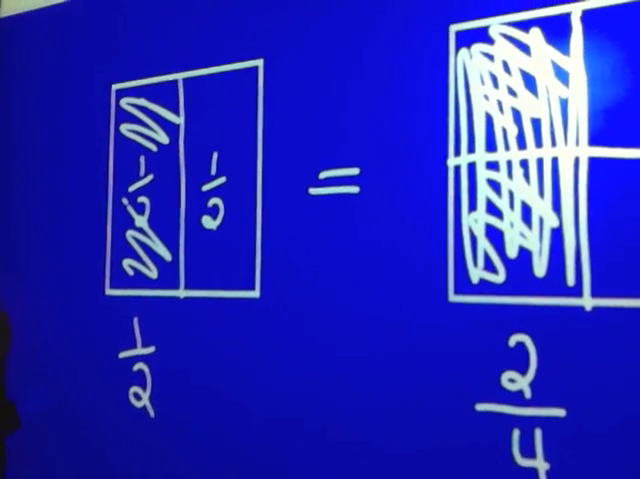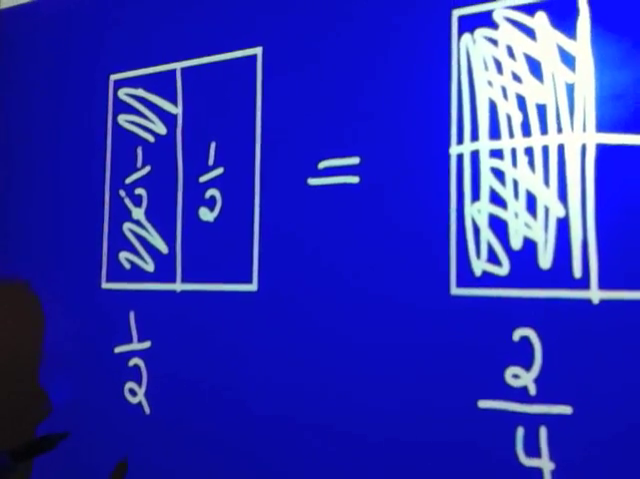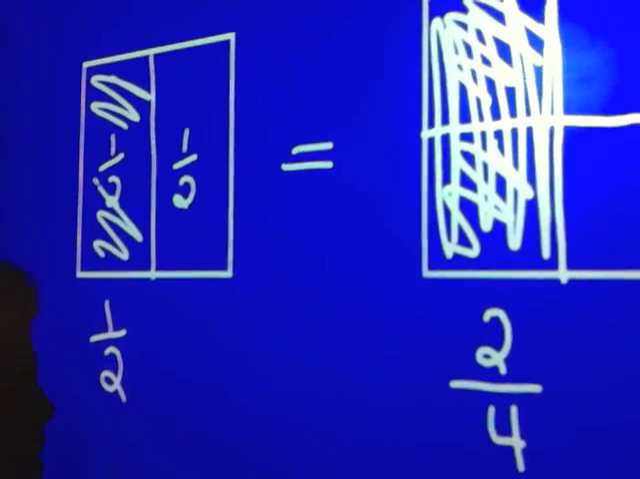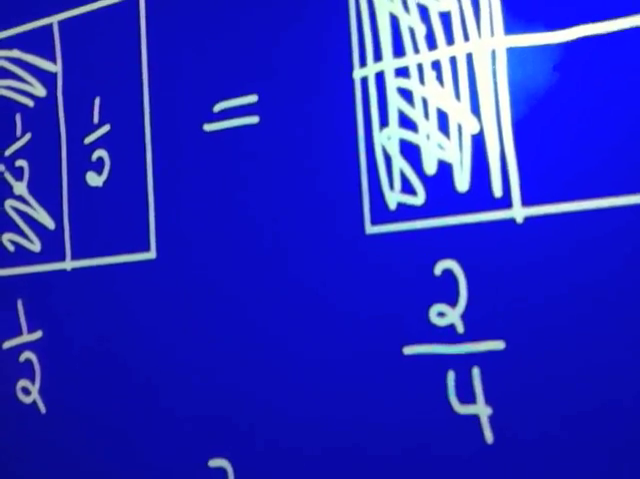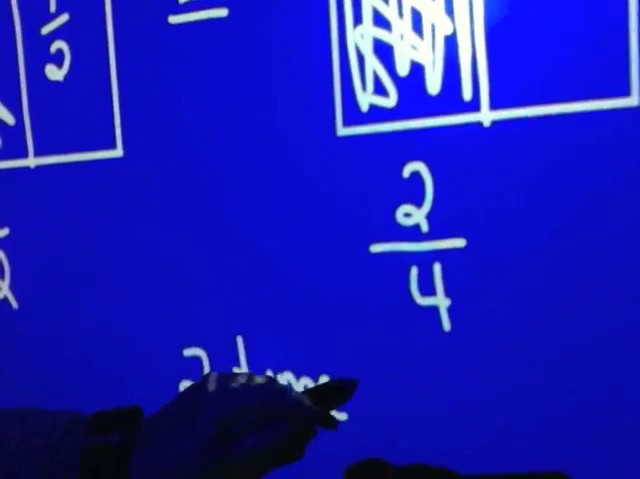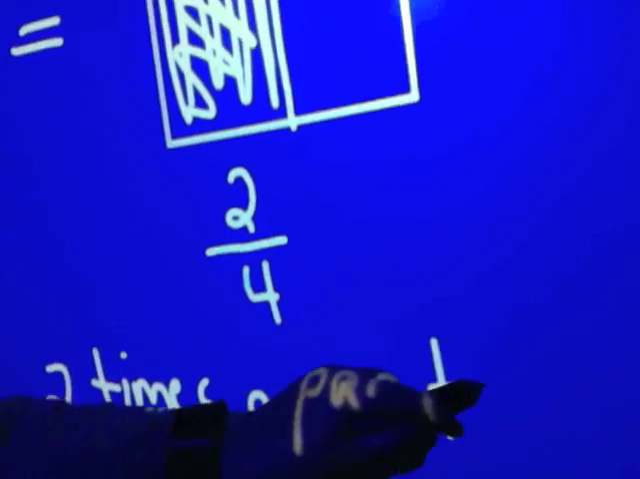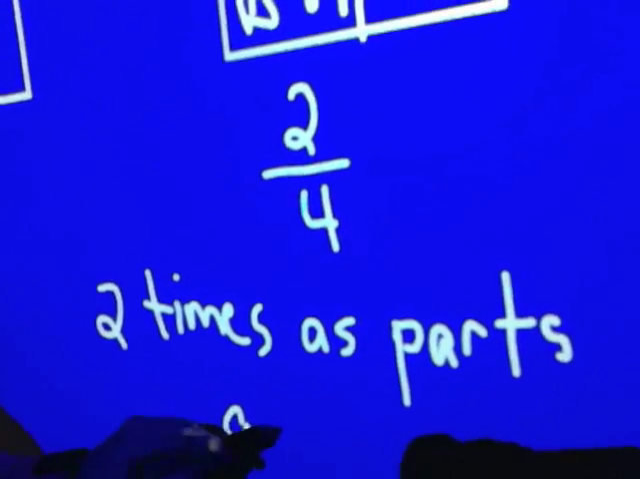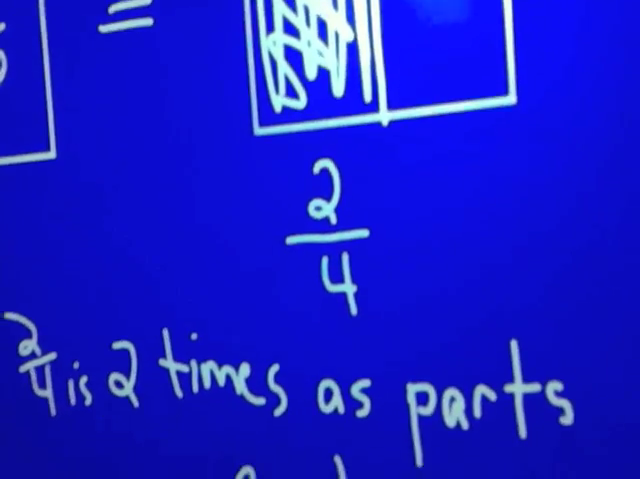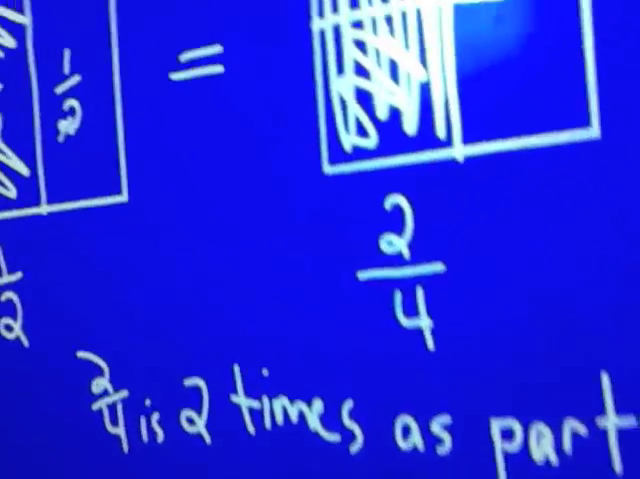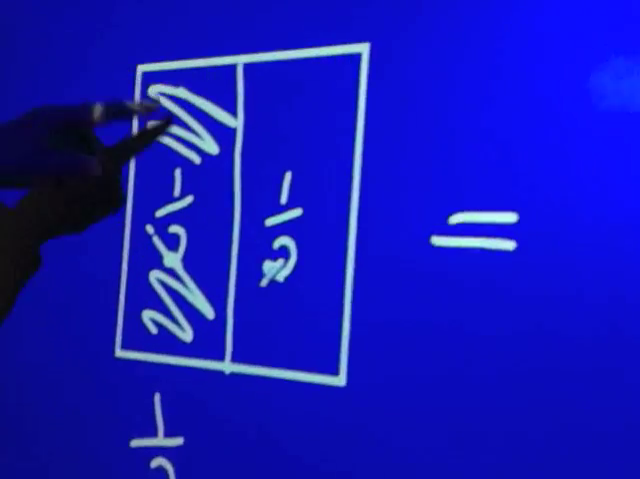I also know that when I look at 1/2 and 2/4, that 1/2 is half as many as 2/4, or 2/4 is twice as many, or 2 times as many parts as 1/2. So 2/4 is 2 times as many parts as 1/2. And doesn't that make sense? When we come back to our model, I have 2 parts here, and I only have 1 part here.